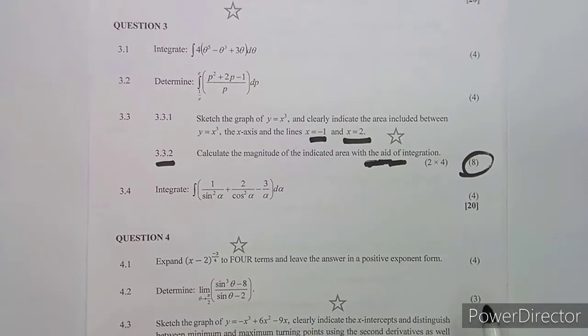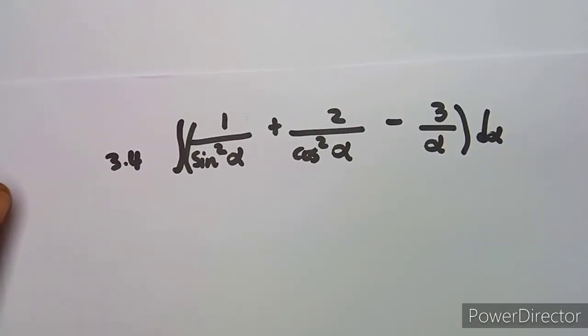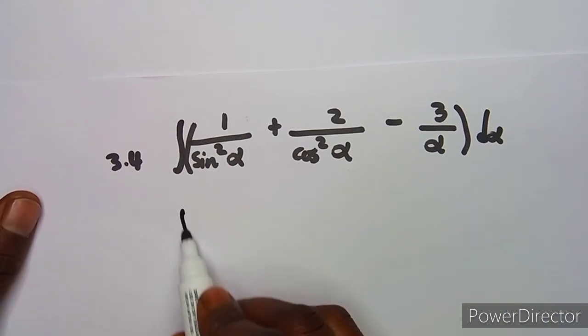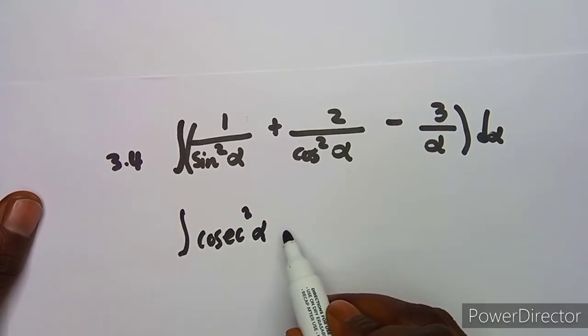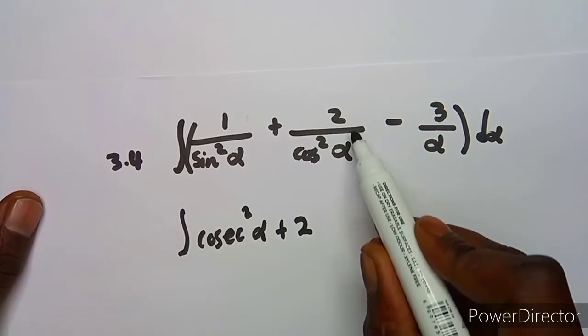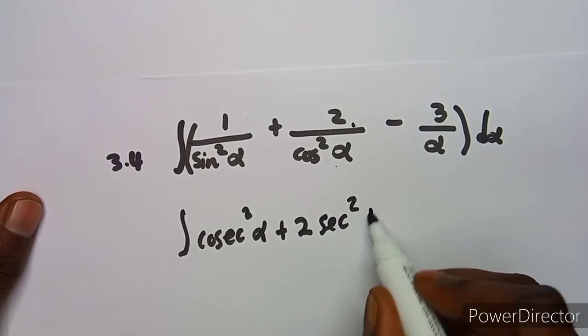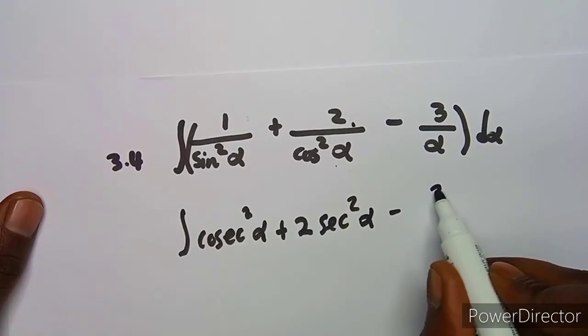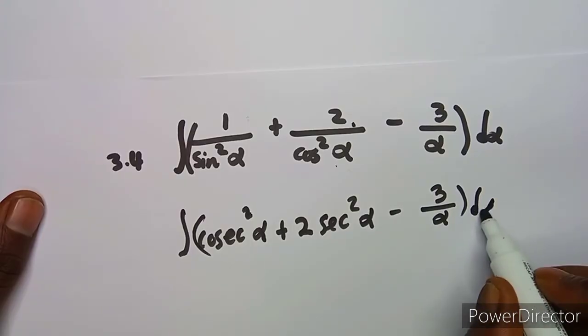Okay, on 3.4, integrate this: 1 over sine squared alpha, 2 over cos squared alpha, and so forth. But we know that 1 over sine is cosec, which means we have the integral of cosec squared alpha, plus 2, and we know that 1 over cos is sec, so it's going to give us sec squared alpha, minus 3 over alpha, d alpha, like that.